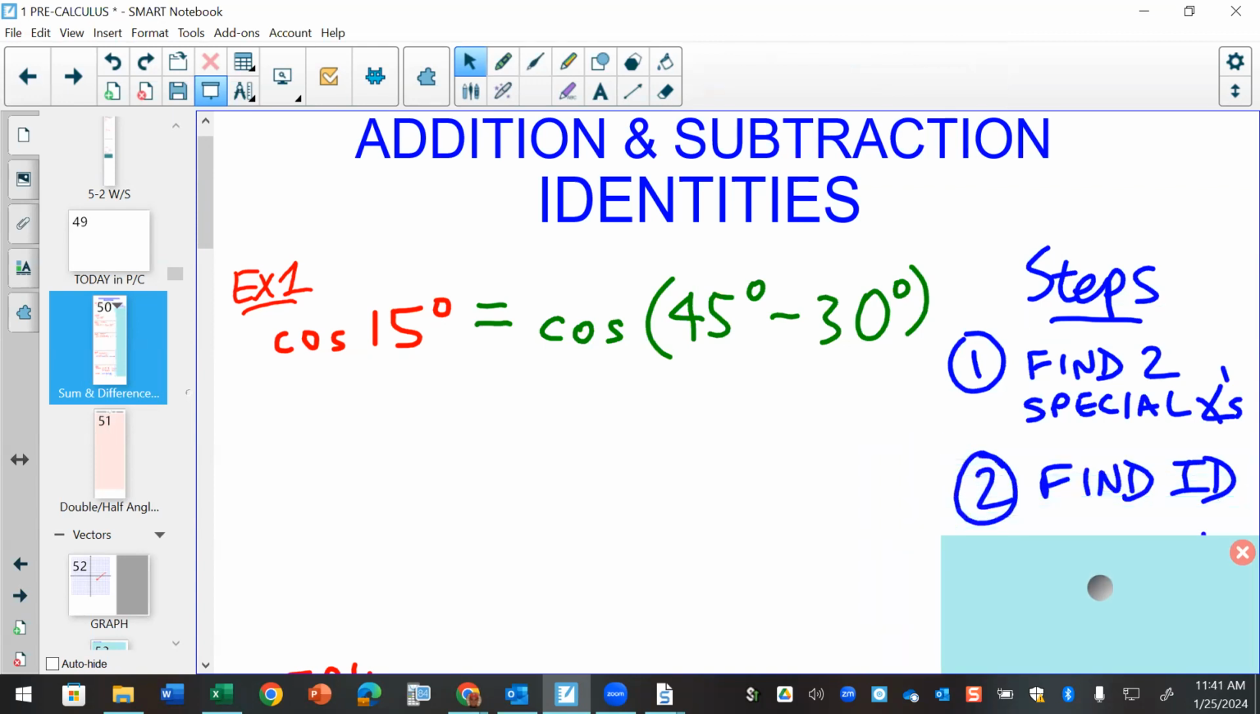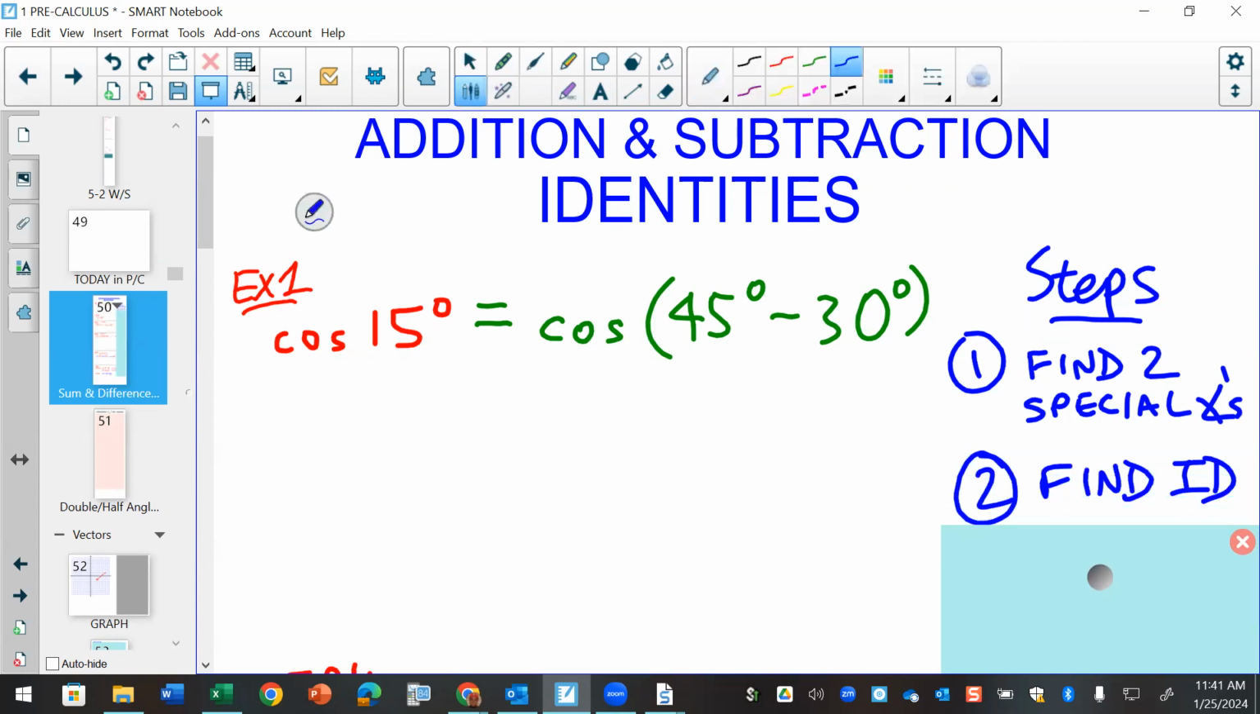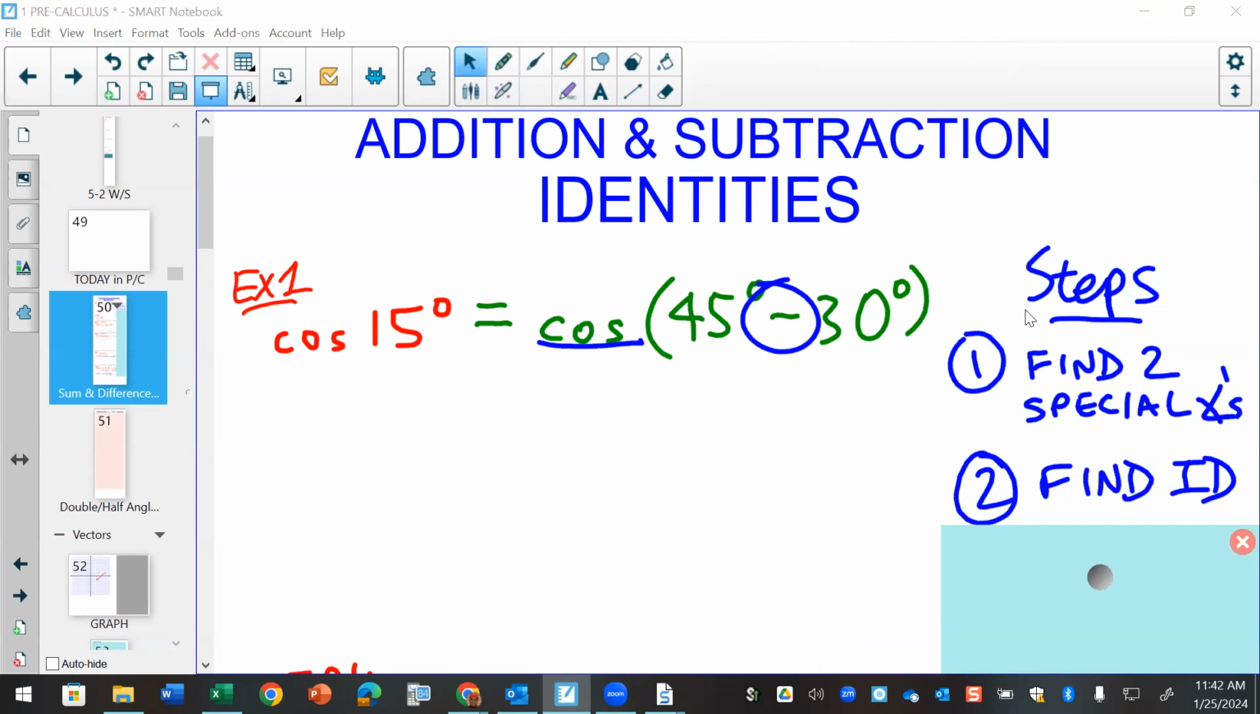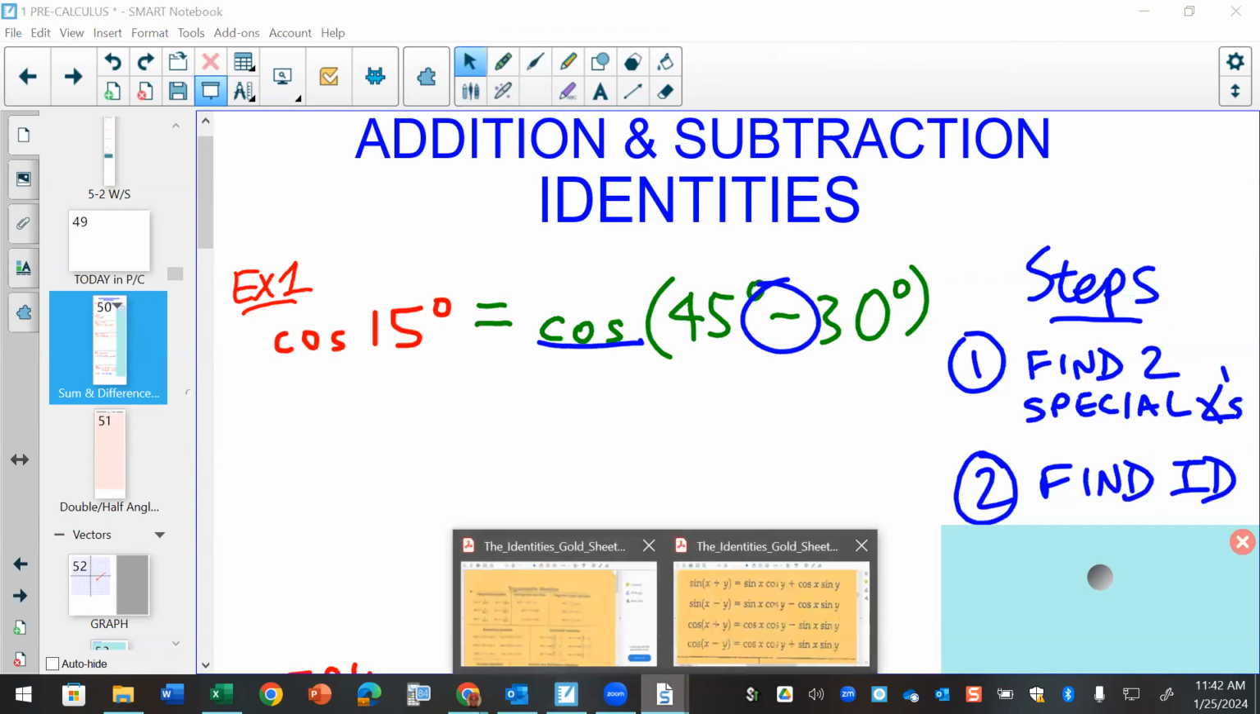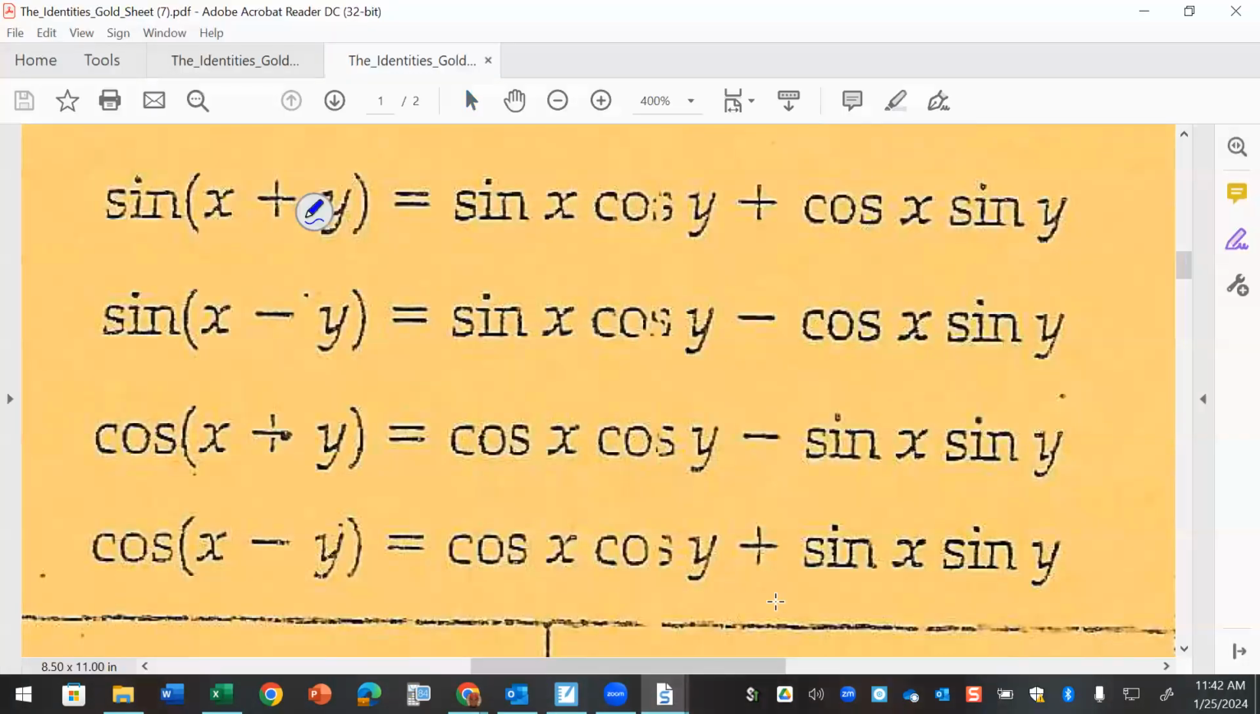Step two. Let's go to the gold sheet. What are we looking for? Well, cosine minus. Believe that's cosine, cosine, sine, sine, sine. But I don't have to memorize that. I gotta look on the sheet for where it says cosine minus. There it is.